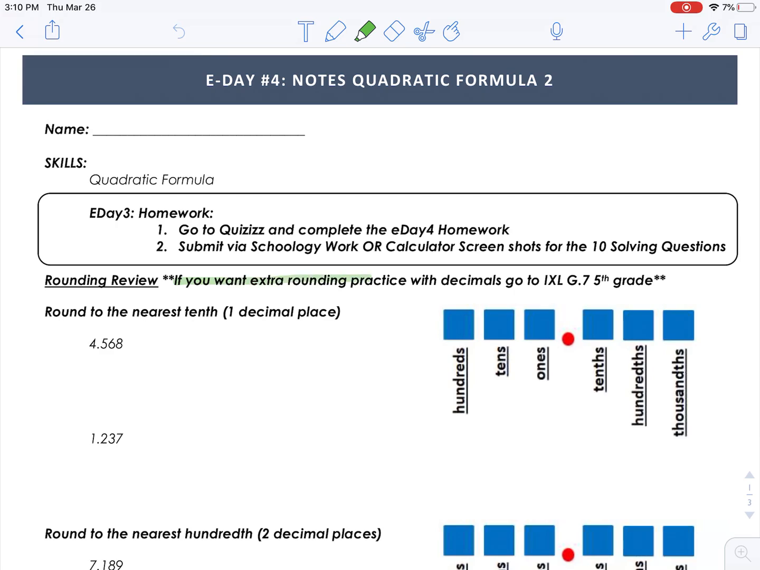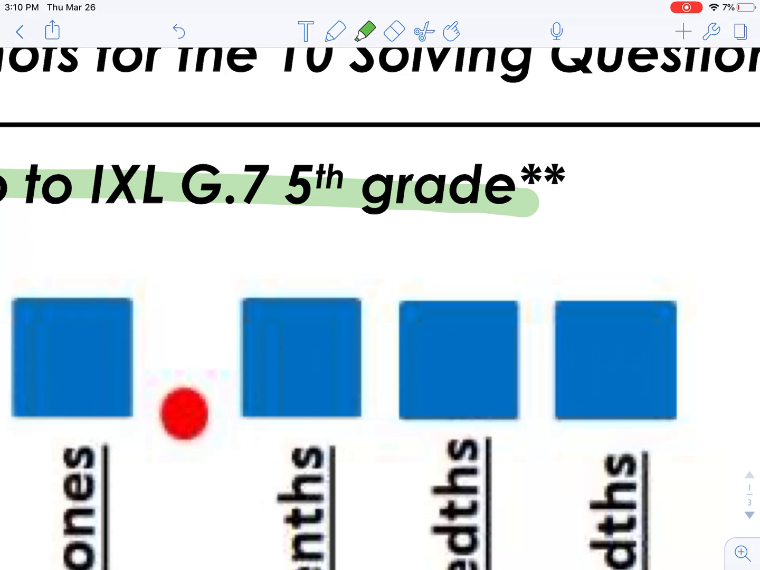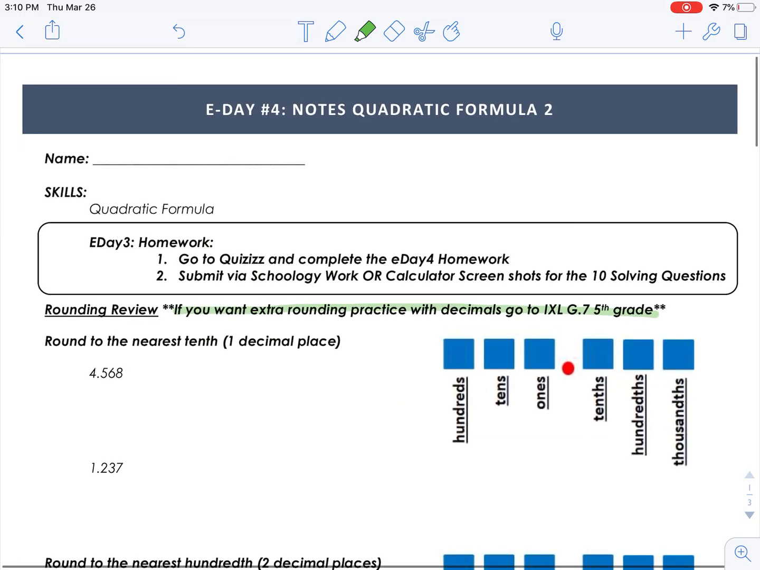If you would like to do an optional extra practice in IXL, you can go to IXL G7 for 5th grade. This will give you a little extra practice on rounding if you want to confirm your understanding.